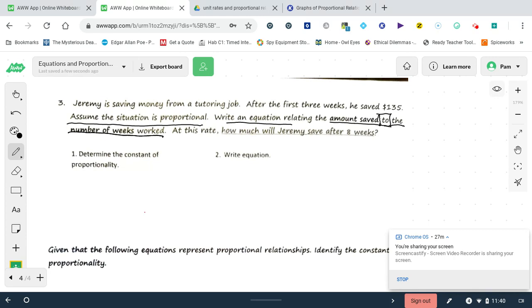Okay, so let's just take a look at what we have. I'm going to start off with this part. Amount saved to the number of weeks. Okay, I'm going to write that out.